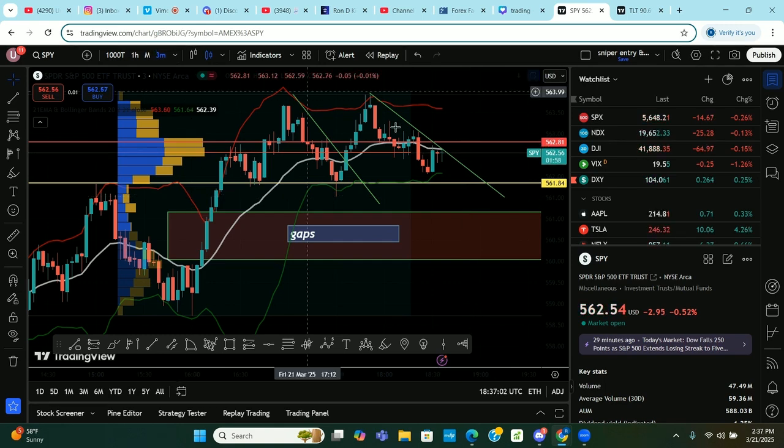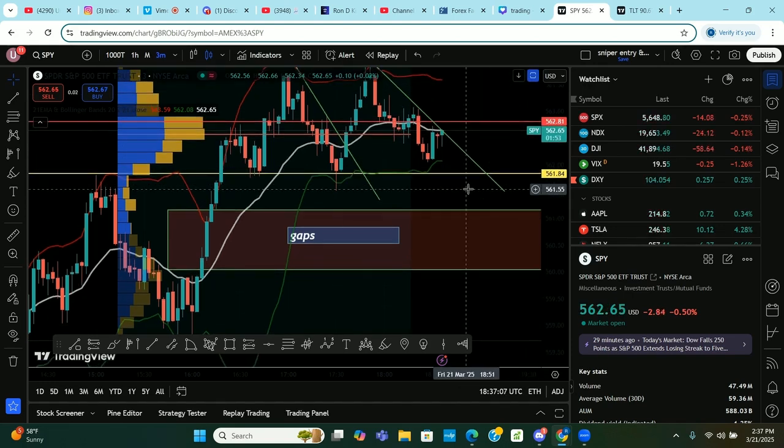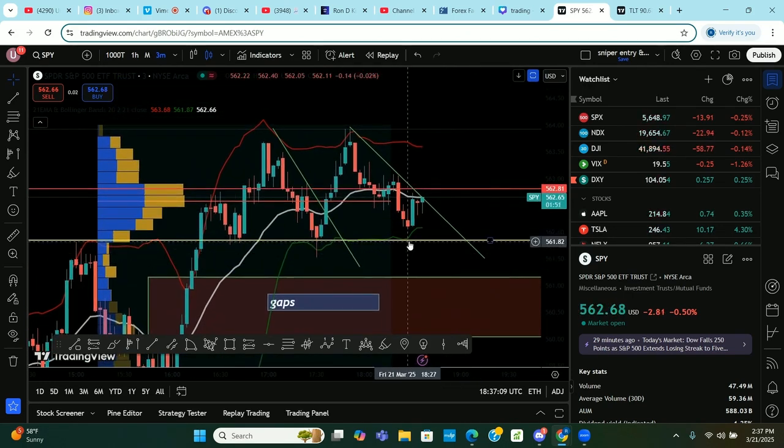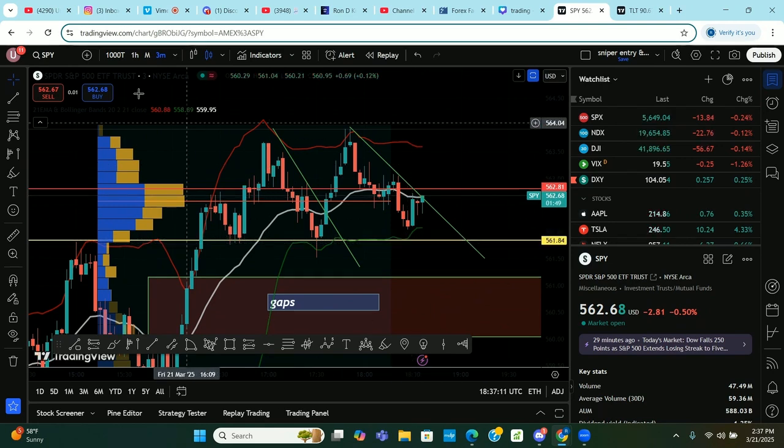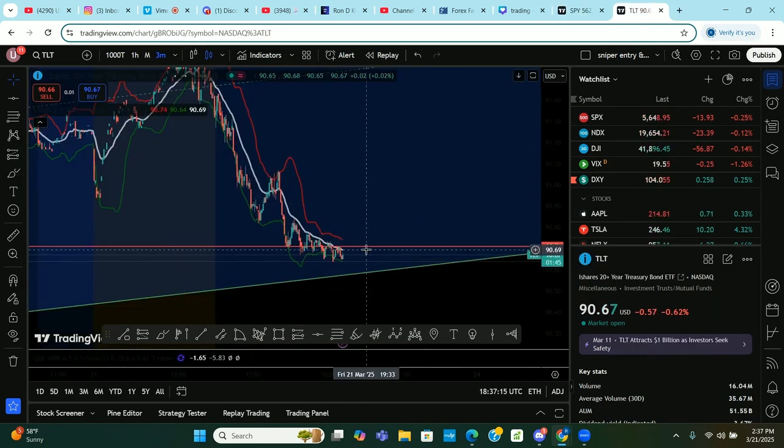Here we go, 3-minute time frame. What is the market trying to do? Bears versus bulls. Are we breaking above the green line like I spoke before? Are we finding support right here that we said on the 15-minute time frame? What is the TLT market doing? All right, still rejecting up under there.